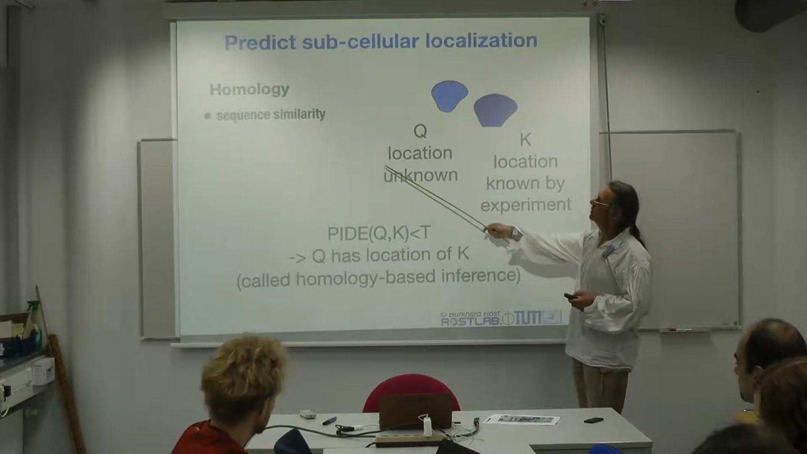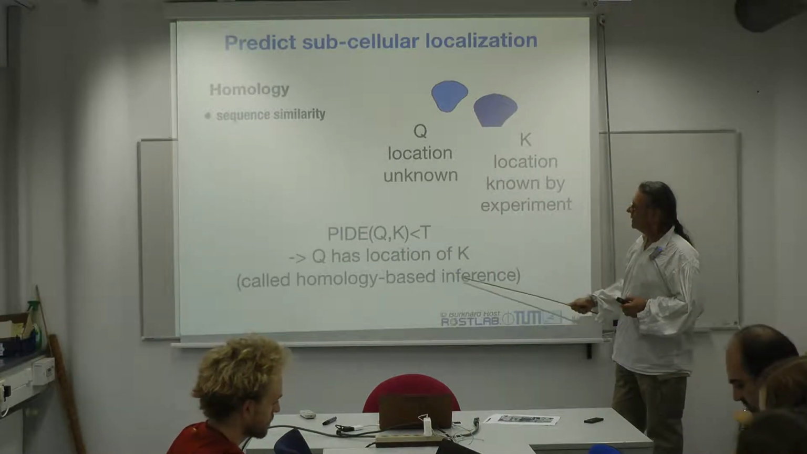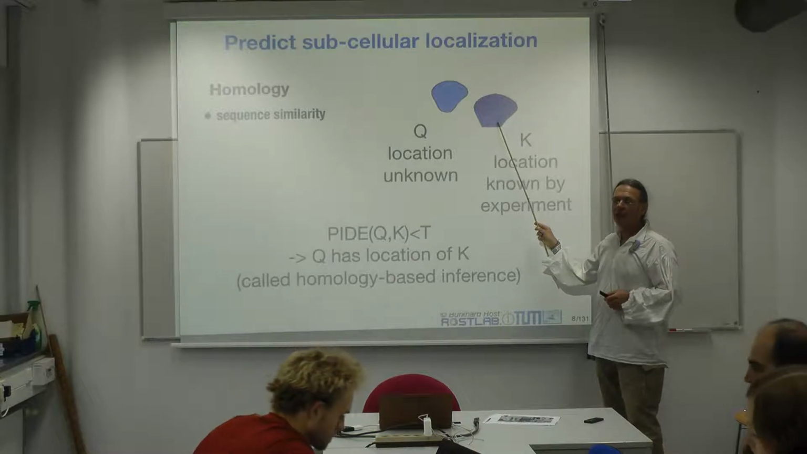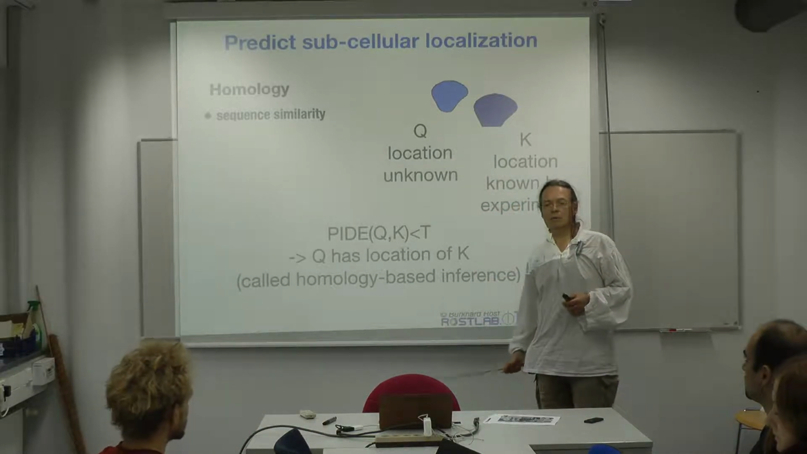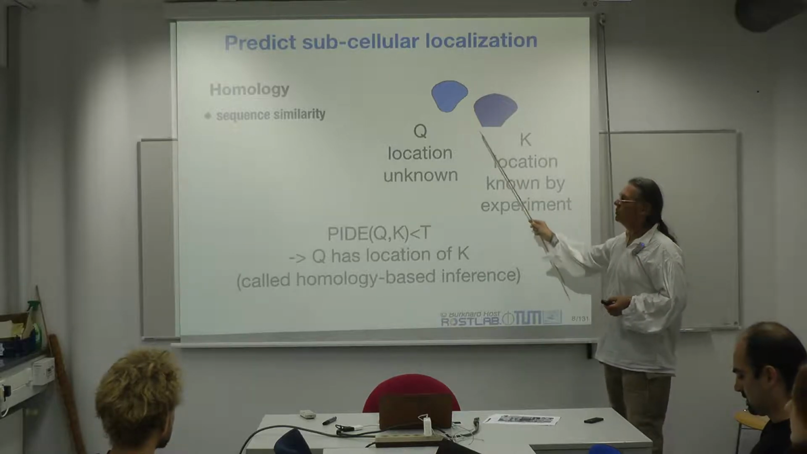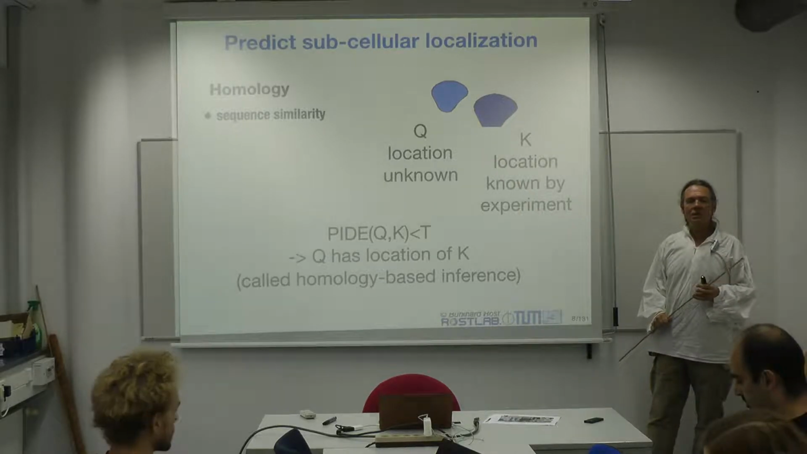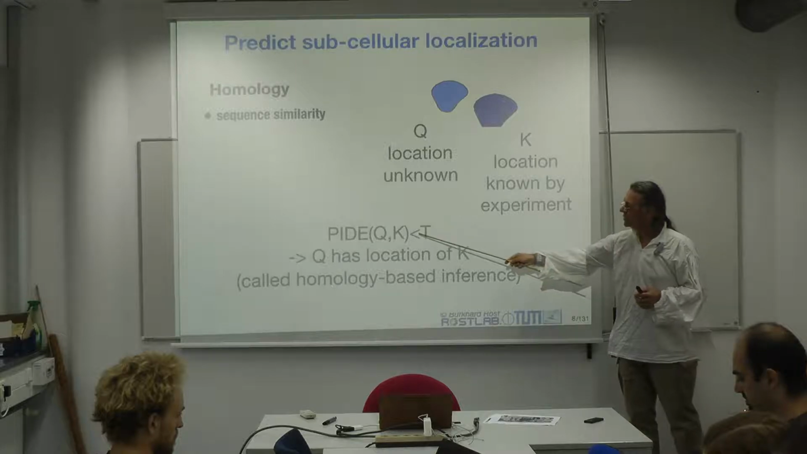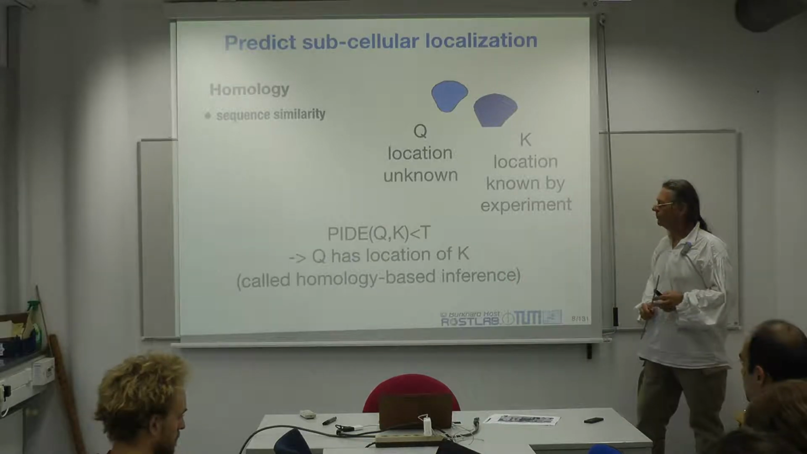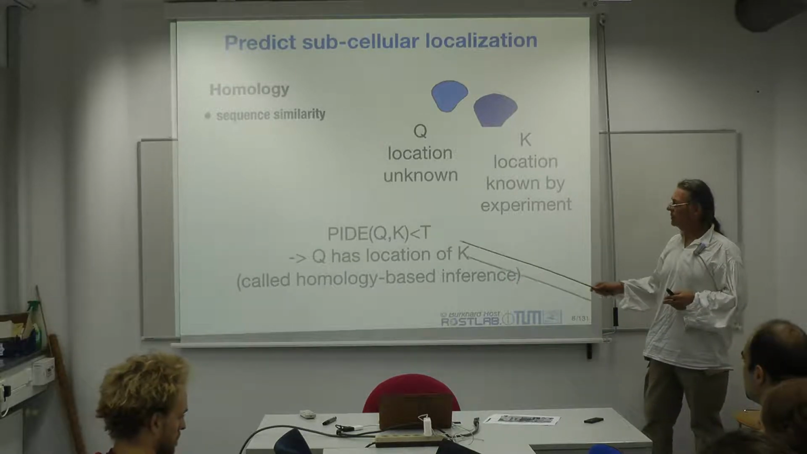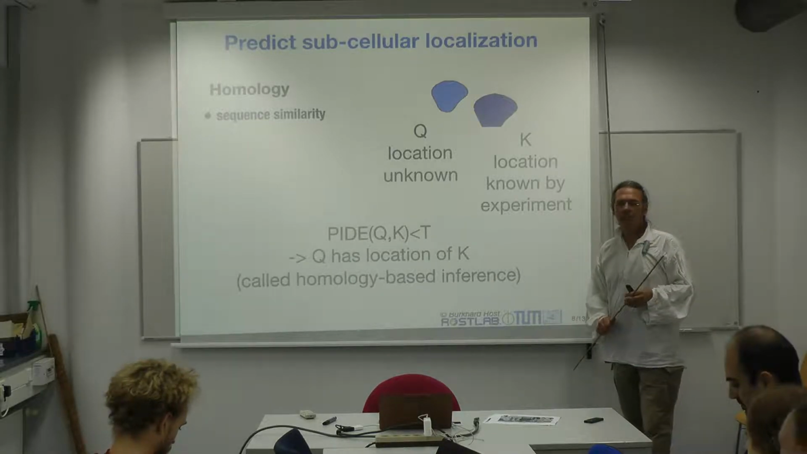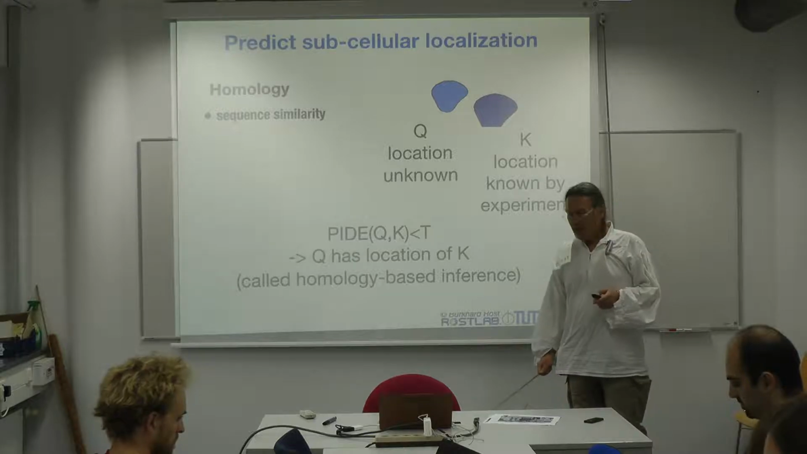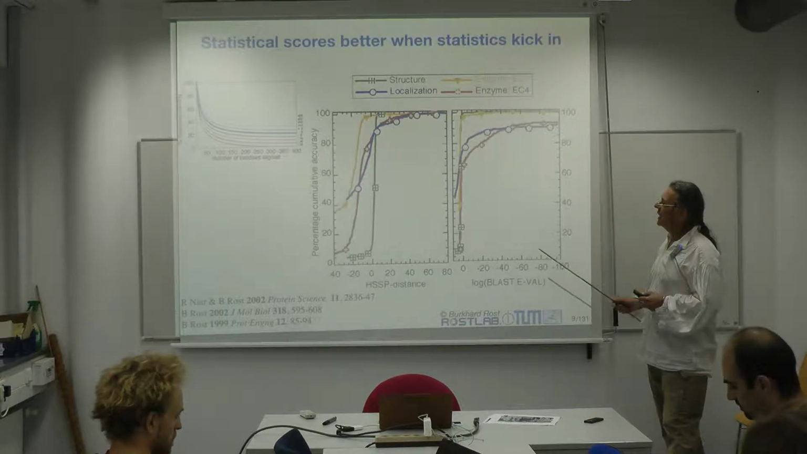One is essentially using sequence similarity, homology-based inference, where we have a protein K, for which we know the subcellular localization, protein query Q, for which we don't know the subcellular localization. If these two have a substantial amount of sequence similarity, so this should be larger than T, of course, here. The percentage sequence identity between the two is larger than some threshold. We can infer that Q has the same localization as K, and we have established this.